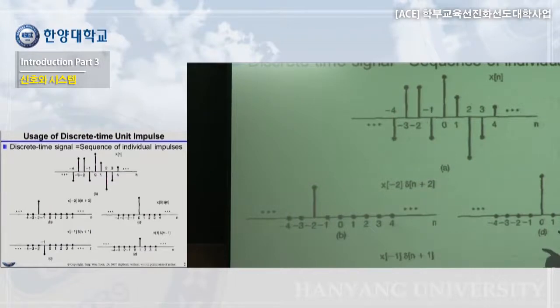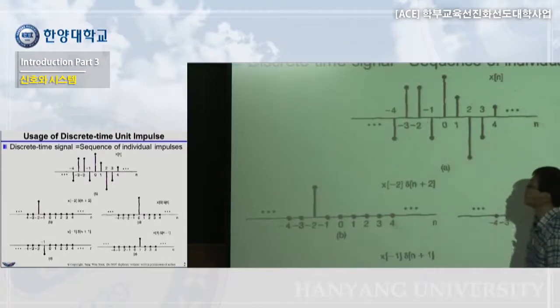How do we find out the individual signal? How do we find out each signal from each point? We are introducing the delta function. We have a delta function before, right?